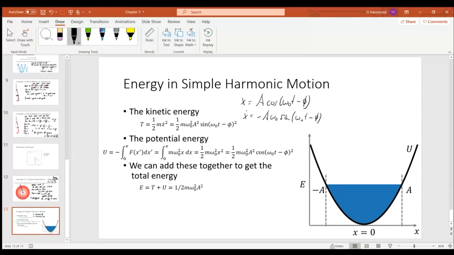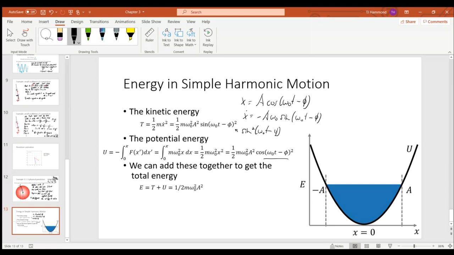Now we also get the potential energy, and just a note on how this is written. I would actually like to write this as sine squared(omega naught t minus phi), but for some reason I couldn't get that to work in PowerPoint, but that's what I mean by that. And you'll see the same thing here with cosine, that I would like that to be written there.